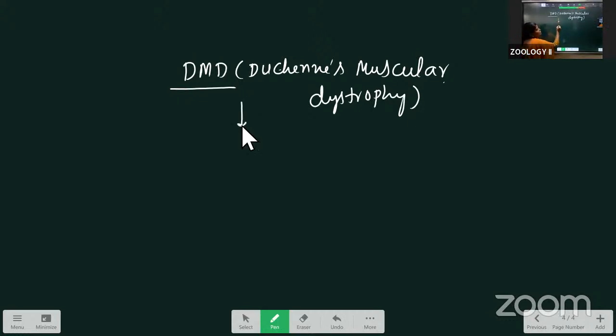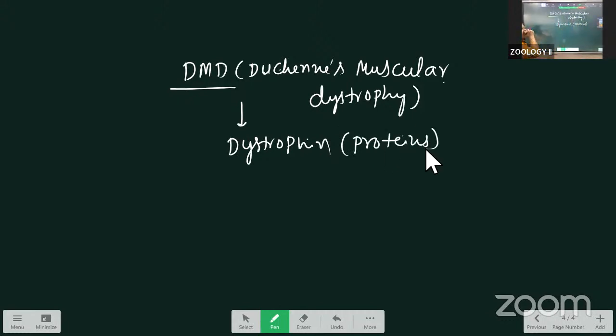In this, a protein deficiency occurs, that we call dystrophin. Dystrophin is one type of protein. That protein is not synthesized in the affected persons, inside the skeletal muscle. Normally, in other persons, the skeletal muscle has the dystrophin protein, but those affected by this disease are not able to produce the dystrophin protein.